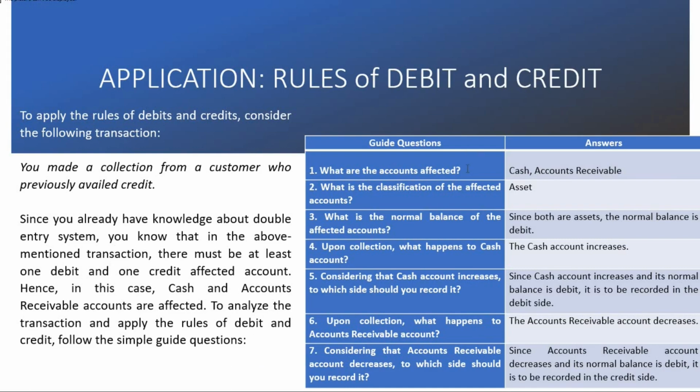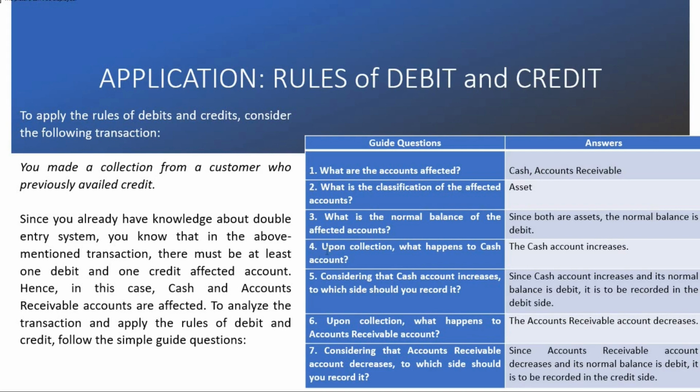So, first, what are the accounts affected? So, the accounts affected are assets, cash and accounts receivable. Number 2, what is the classification of the affected accounts? So, accounts receivable as well as cash are considered assets. Okay? Next, number 3, what is the normal balance of the affected account? So, since both are assets, the normal balance is debit.